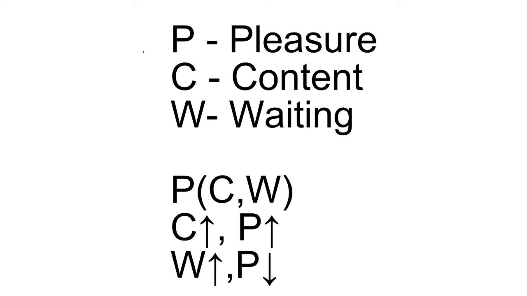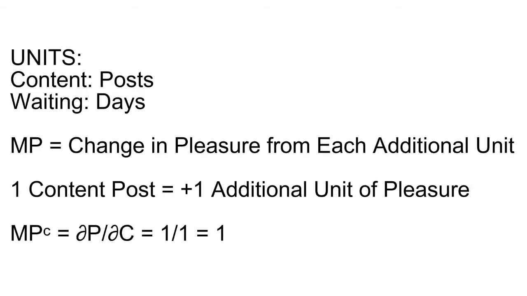For the sake of clarity, let's assign a unit to each of these variables. Content will be measured in posts, waiting will be measured in days. Now, there's no real standardized unit of measurement for pleasure, but it's okay because we are more concerned with the relative change in pleasure between content and waiting.